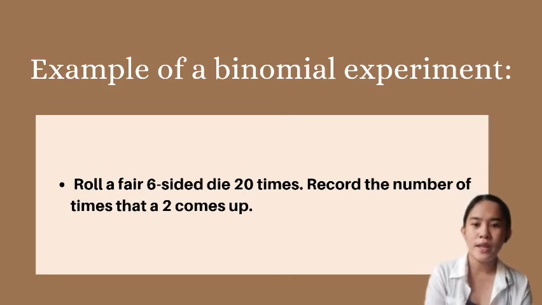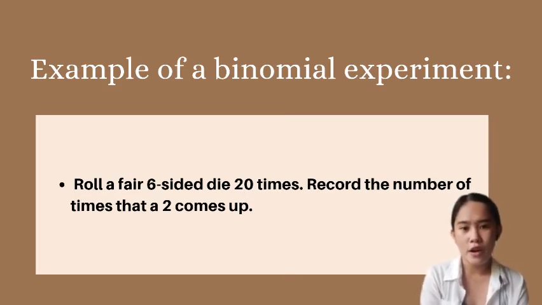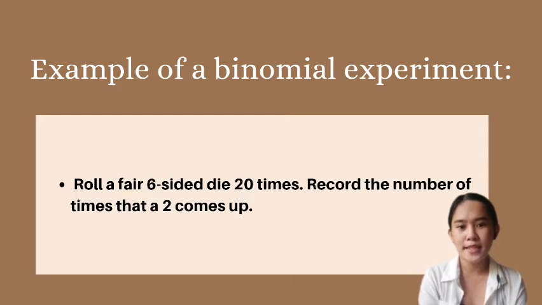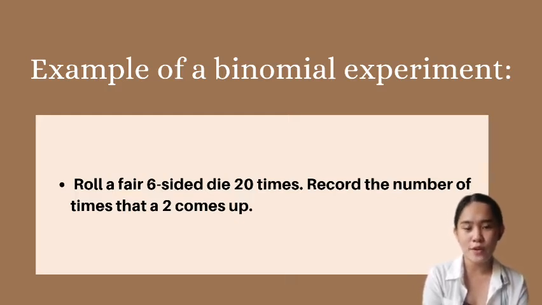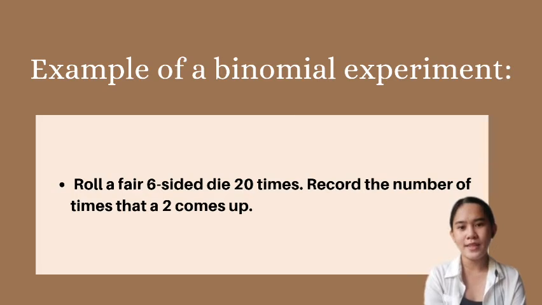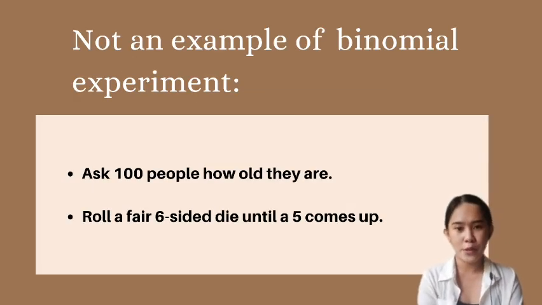For each trial, the probability that the die lands on a 2 is 1 over 6. This probability does not change from one trial to the next. Not an example of binomial experiment.